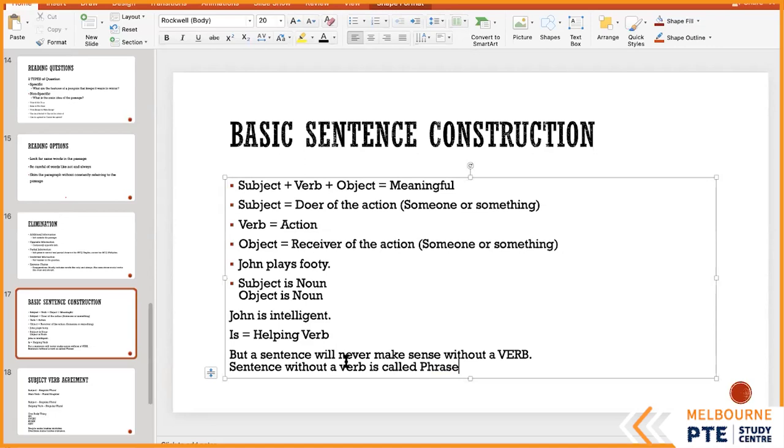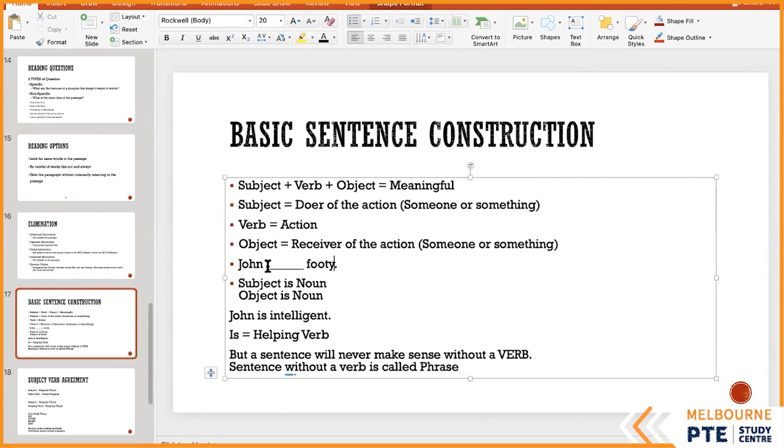Okay. So why are we learning this? The reason why we're learning this is because suppose I'm reading a sentence, all right? And the sentence is not making sense. Something is missing from that sentence. What is missing then? A verb. That means in my blanks, in my options, what should I be looking for? Verb. So, for example, if instead of place, I put John dash footy. Does it make sense at all? No. So that means an action is missing.